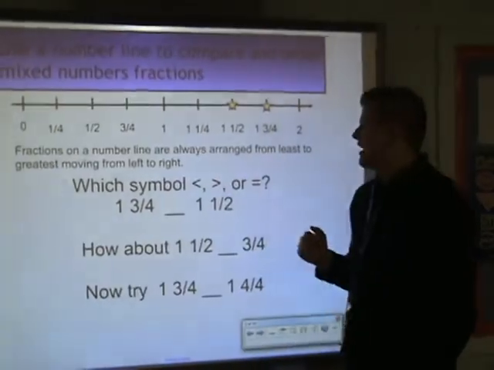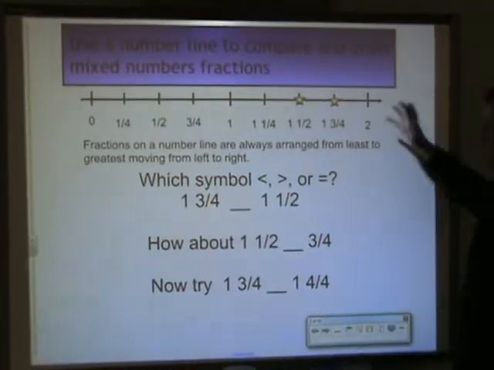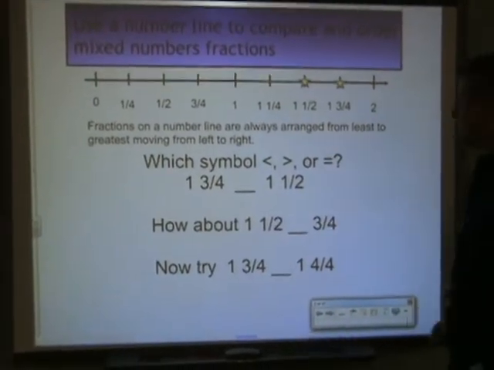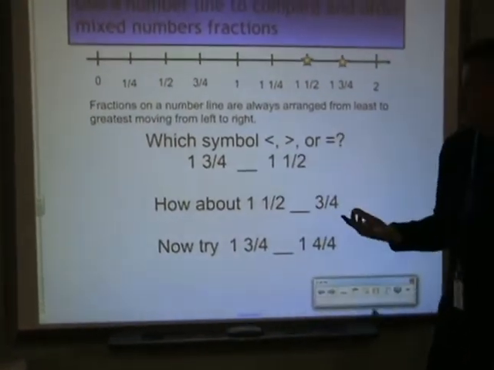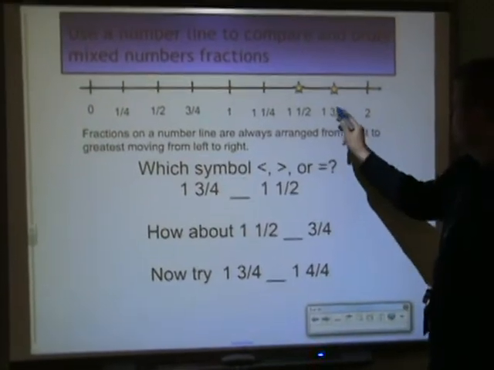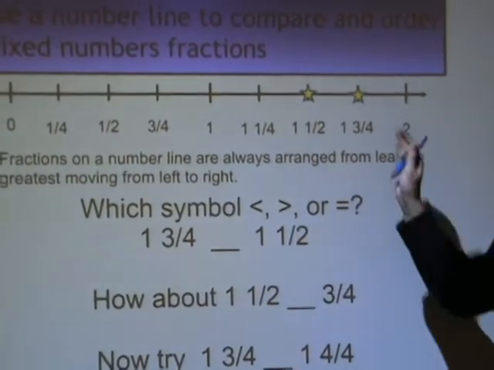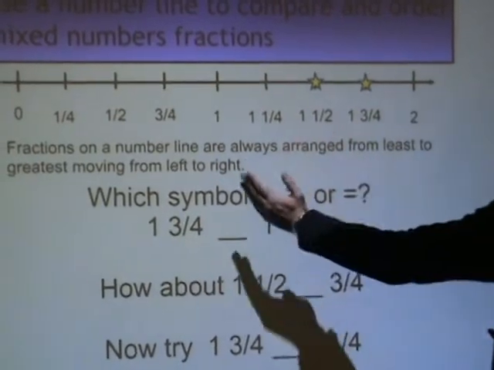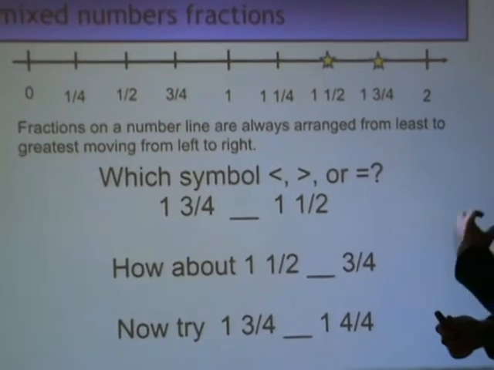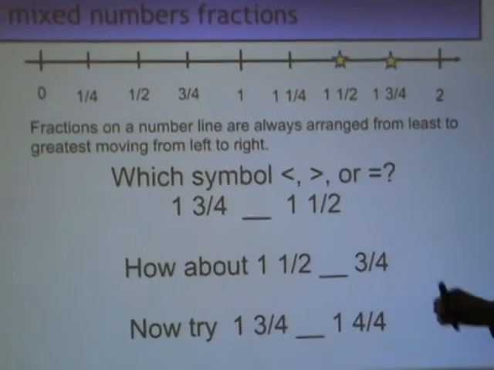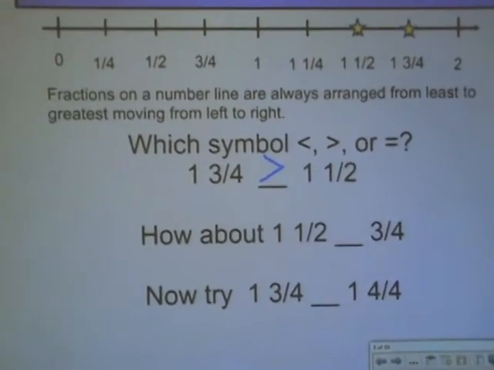All right? Fractions on the number line are always arranged from the least on your left to the greatest, moving from left to right, all right? So we're going to look at these, 1 and 3/4 or 1 and 1/2. Which one is greater? Well, 1 and 3/4 already has a star. 1 and 1/2 already has a star, okay? And I'm looking at this and I'm seeing that 1 and 3/4 is farther to the right. It's closer to 2 than 1 and 1/2 is, okay? So I know that 1 and 3/4 is larger, so I'm going to put my symbol right there.